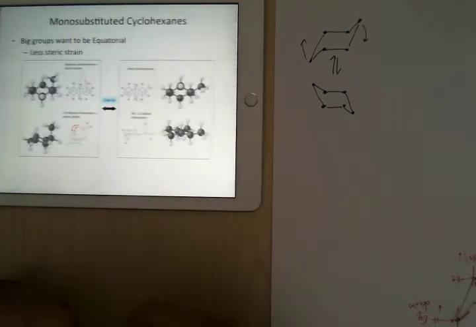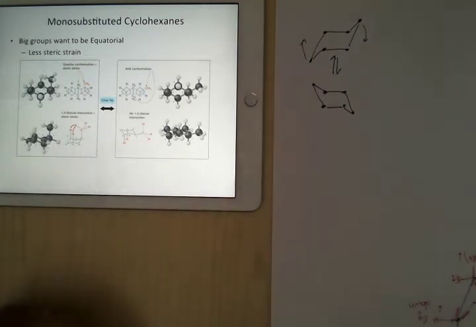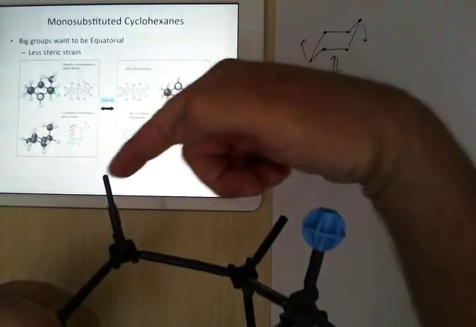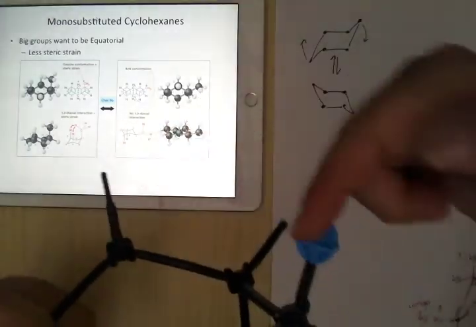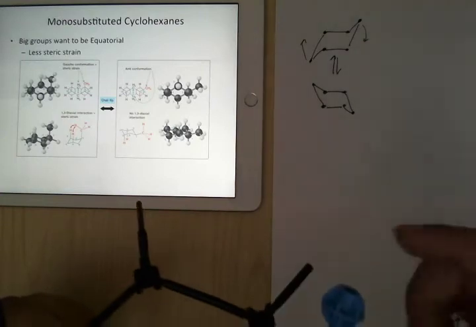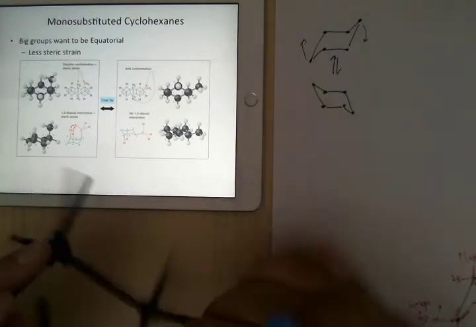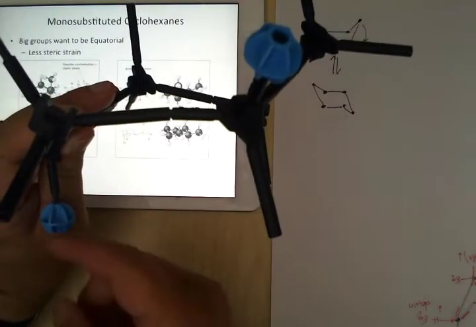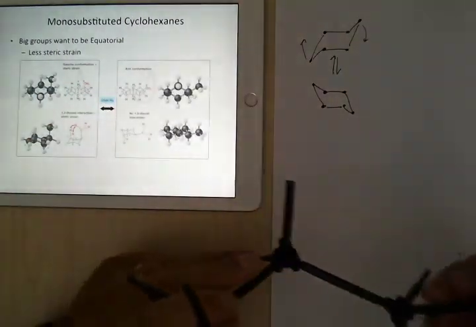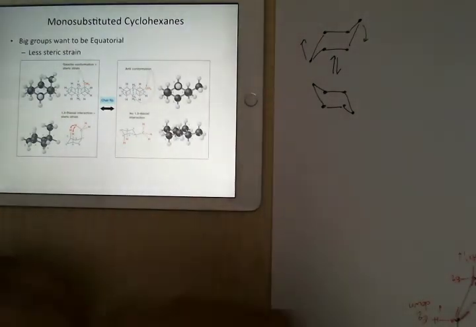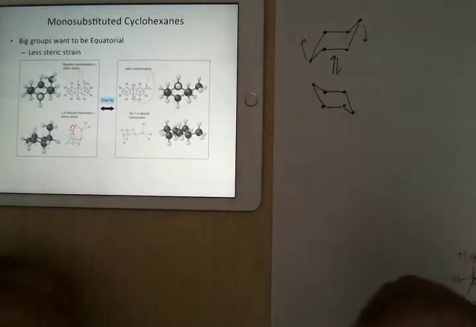The problem with that is in the axial, you get these flagpole interactions. So let's say this is the methyl group, you're going to be interacting with these other hydrogens that are axial, and even though they're far away, you can still feel them. Even if we do the chair flip here, this one down here is going to be interacting with these two axial hydrogens as well. So what you want to be able to do is chair flip in order to get the largest thing into the equatorial position.